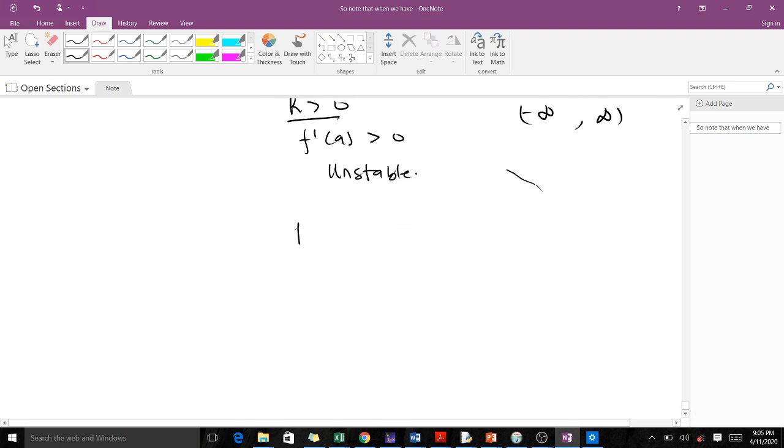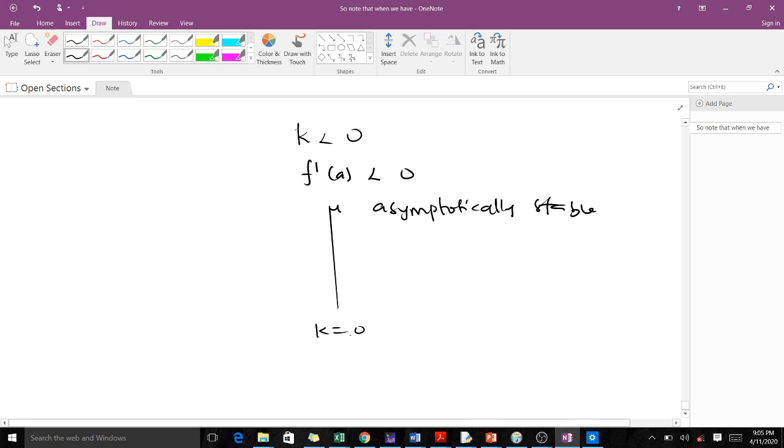And when we consider k being less than 0, that means our f prime of a will be less than 0. So this means we are going to have asymptotically stable. And when we have k equal to 0, that means our f prime of a will be equal to 0, which means that we are going to have an inconclusive result. The fixed point is going to be inconclusive, so we can't conclude whether it is unstable or asymptotically stable. So that is it with finding the fixed point and discussing the stability of scalar differential equations. Thank you.